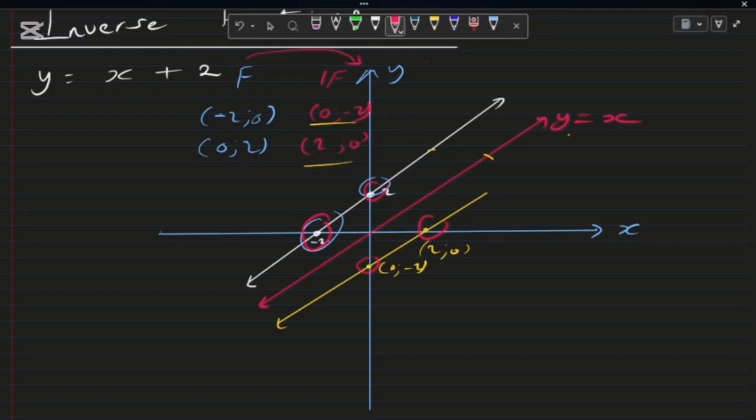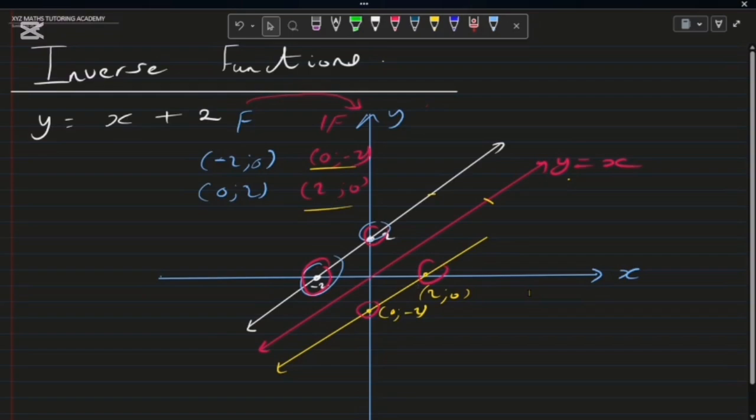But the main idea is that an inverse function is a function that we get if we take the graph of the function and we reflect it over the line y is equal to x. Whatever we get on the other side of that line is the inverse function, or the inverse graph. So that's the idea behind inverse functions.